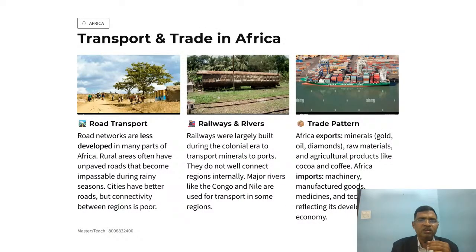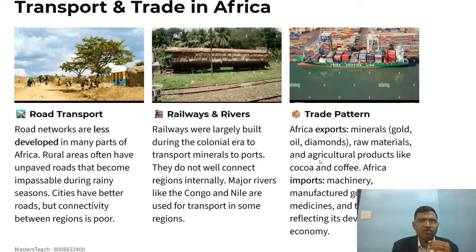Then transport in Africa. They use road transport. There is a less developed network. They have very few railways. Cities have better roads.